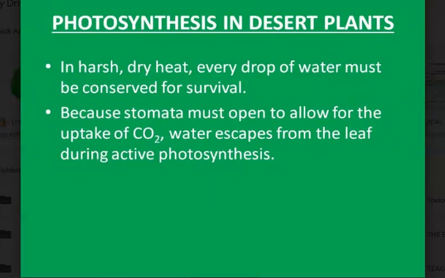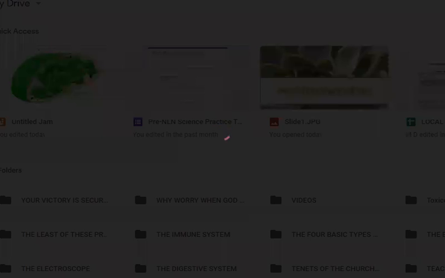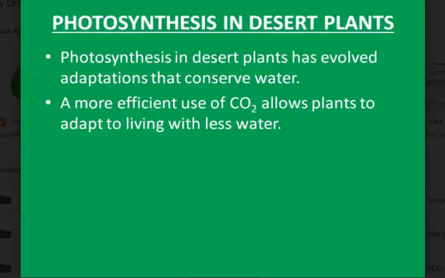In harsh, dry heat, every drop of water must be conserved for survival, because stomata must open to allow uptake of carbon dioxide, and water escapes from the leaf during active synthesis. Now, photosynthesis in desert plants has evolved adaptations that conserve water. A more efficient use of carbon dioxide allows plants to adapt to living with less water.